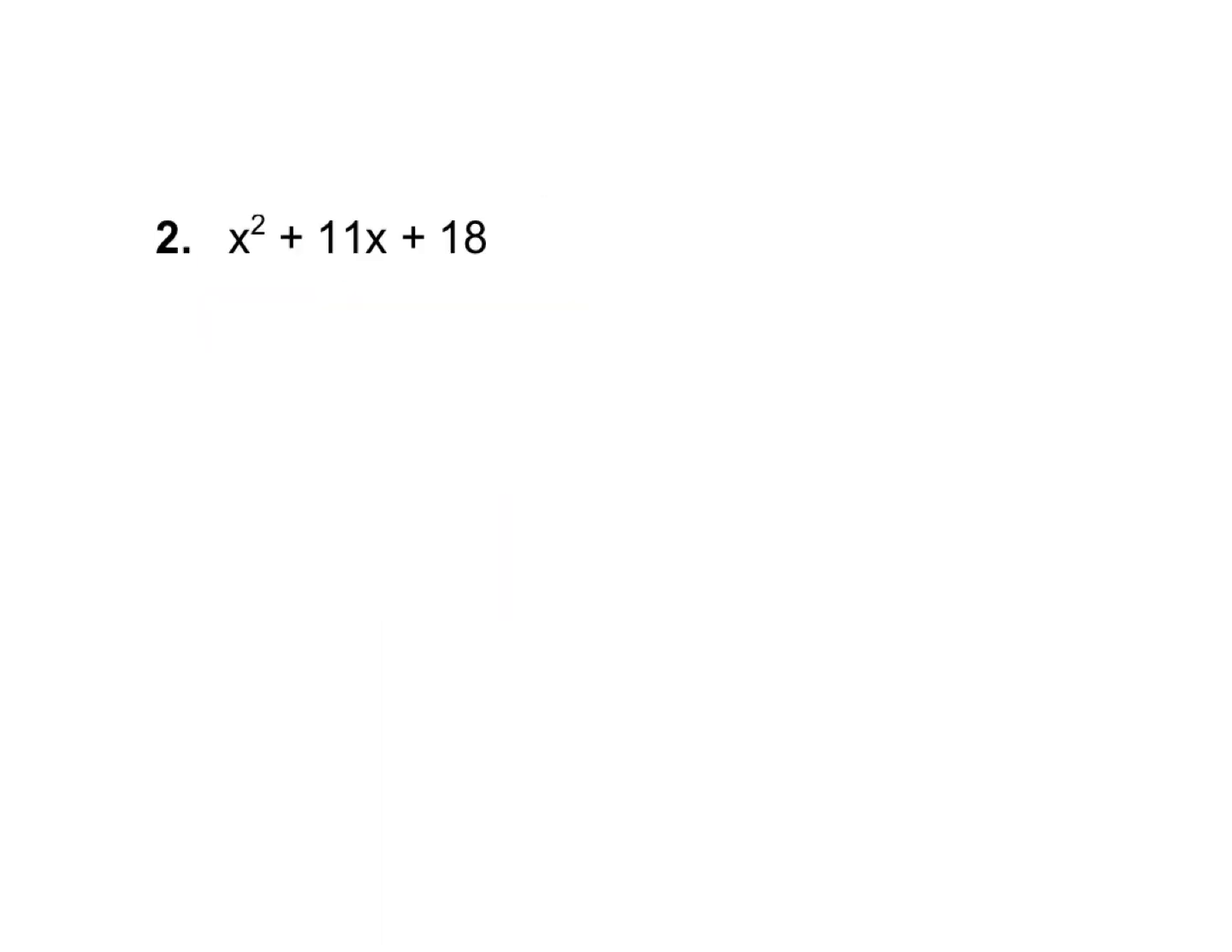All right, let's take a look at another one. So again, we're going to factor. Again, we've got an x and we've got an x. And then let's list the factors of 18. I could have 1 times 18. I could have 2 times 9, and then I can have 3 times 6.